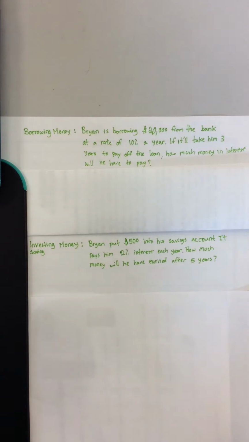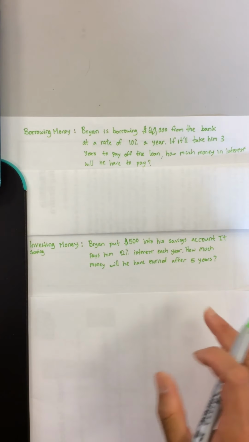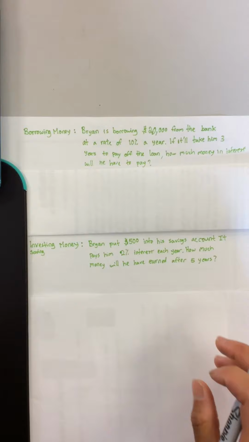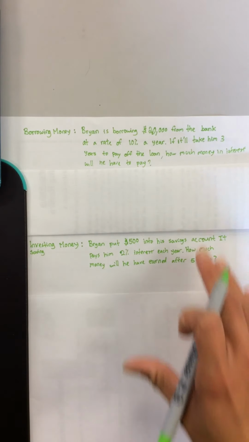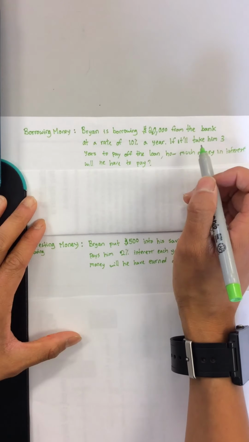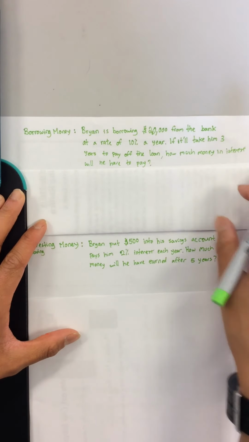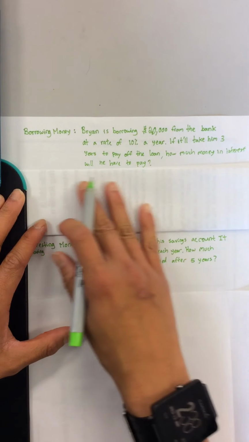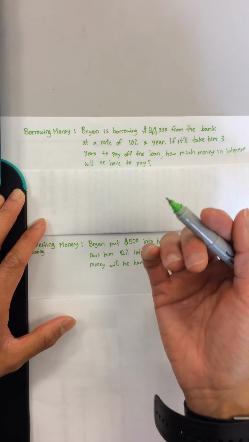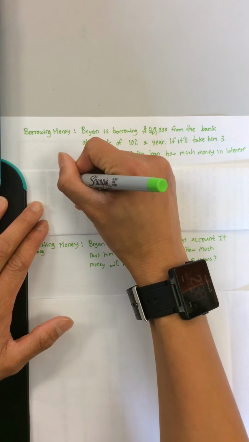But if you're investing money, then it's the amount that's paid to you. Okay, so that's what interest means. And when we try to figure out interest, we need to know the interest rate and a couple of other things. So if we're looking at borrowing money, like Brian is borrowing $20,000 from the bank at a rate of 10% a year. If it'll take him 3 years to pay off the loan, how much money in interest will he have to pay?